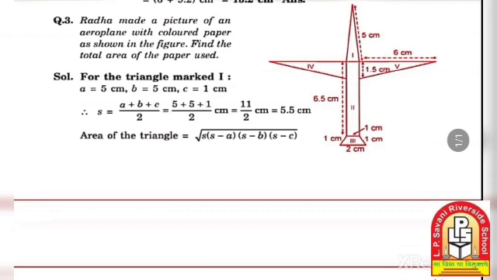In the previous lecture, we learned about exercise 12.2 up to question number 2. So let's begin with question number 3. In question number 3, Radha made a picture of an aeroplane with colored paper. As shown in the figure, find the total area of the paper used.